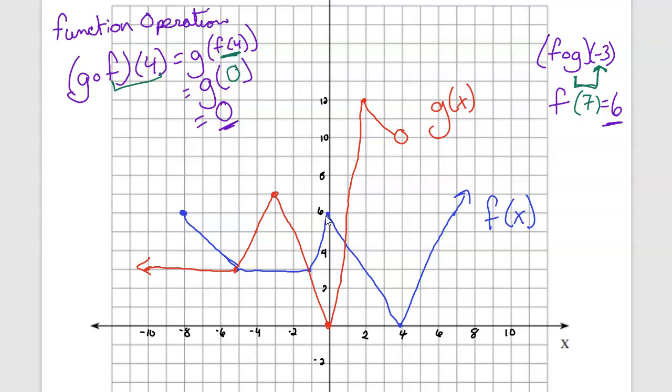So when you're doing the composition of functions, again, you find that interior one first, find its solution, and then find the exterior at the solution of that interior. So be careful with those, do some practice, and then let me know if you have questions.